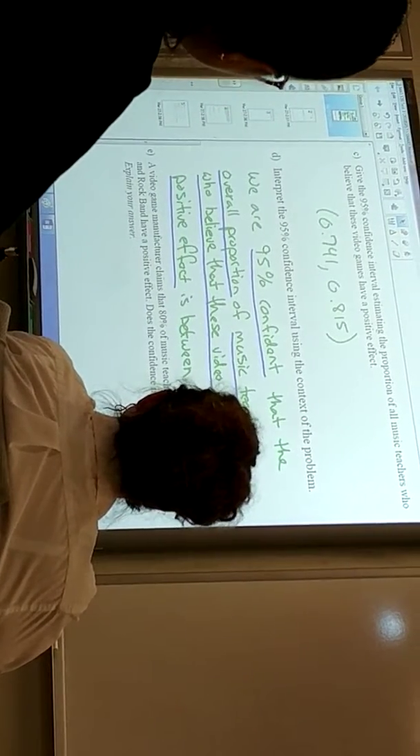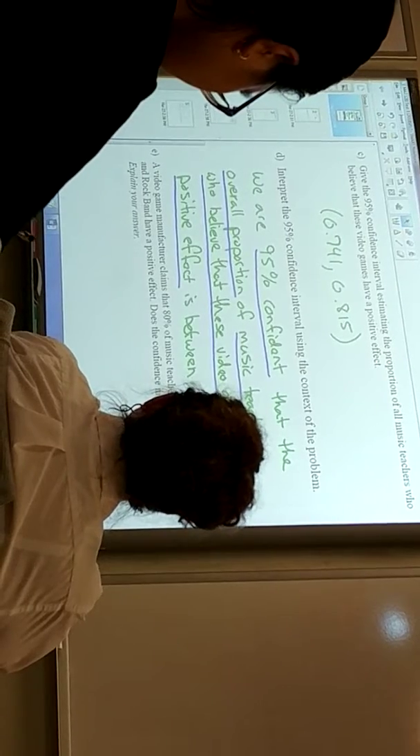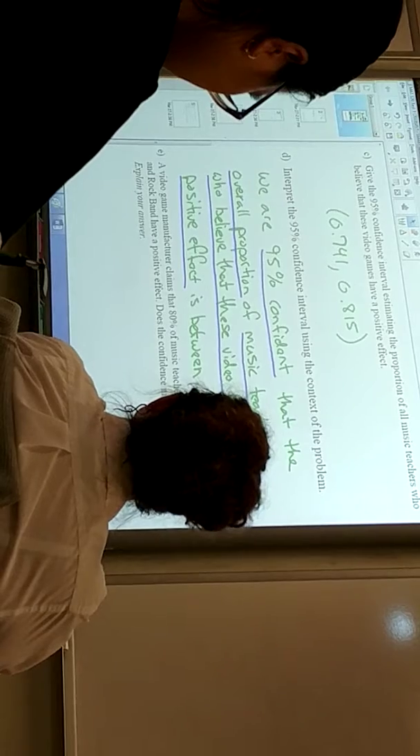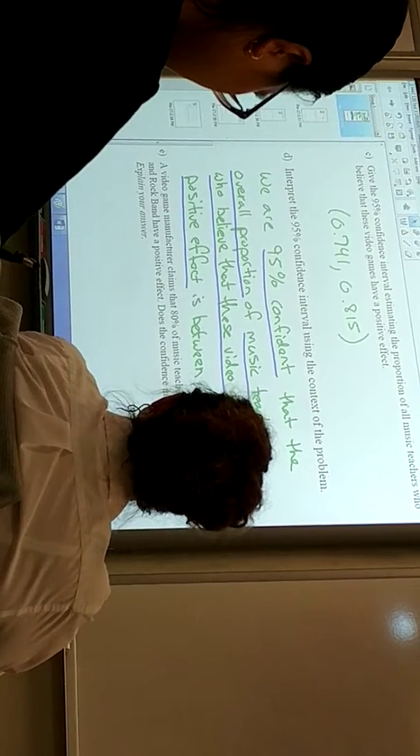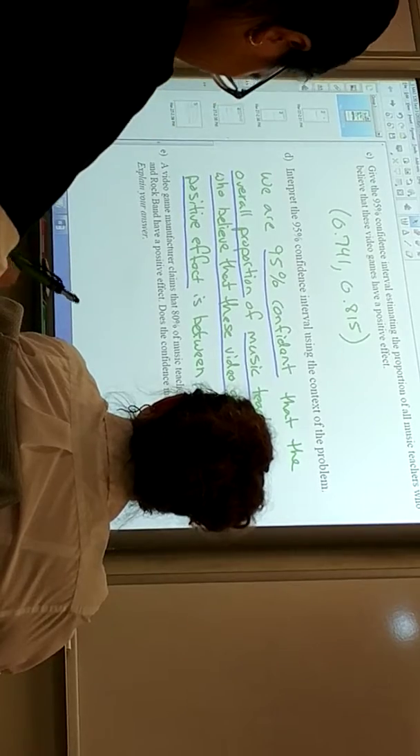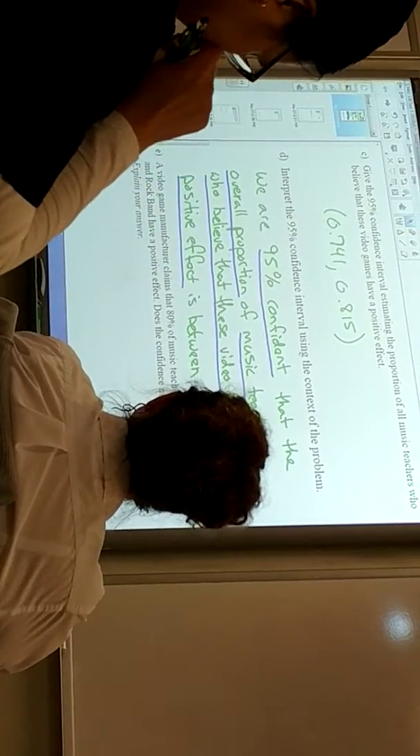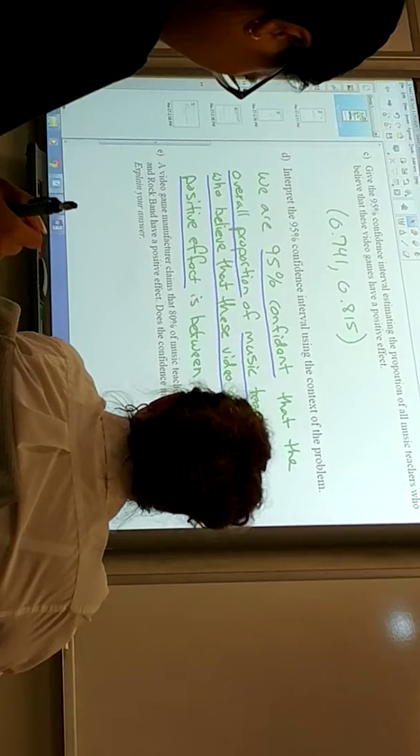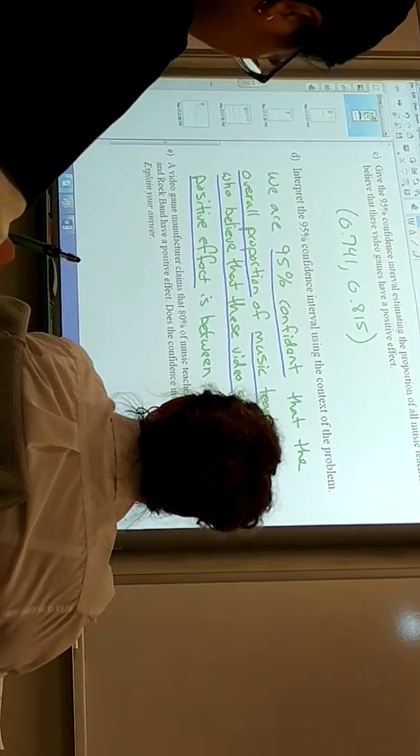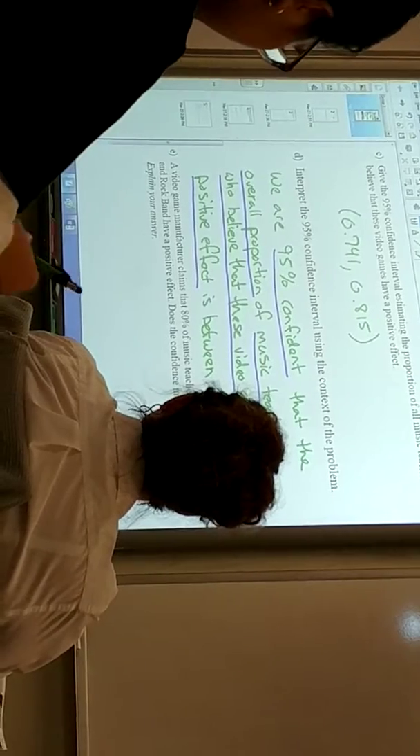So if it was 98% confidence level, I'd say I'm 98% confident. If I was doing it on a mean, I'd say that the overall average, or the true mean, or true average, or something like that, of blank, whatever I'm looking at, is between lower and upper. Any questions on that one? Not too bad.